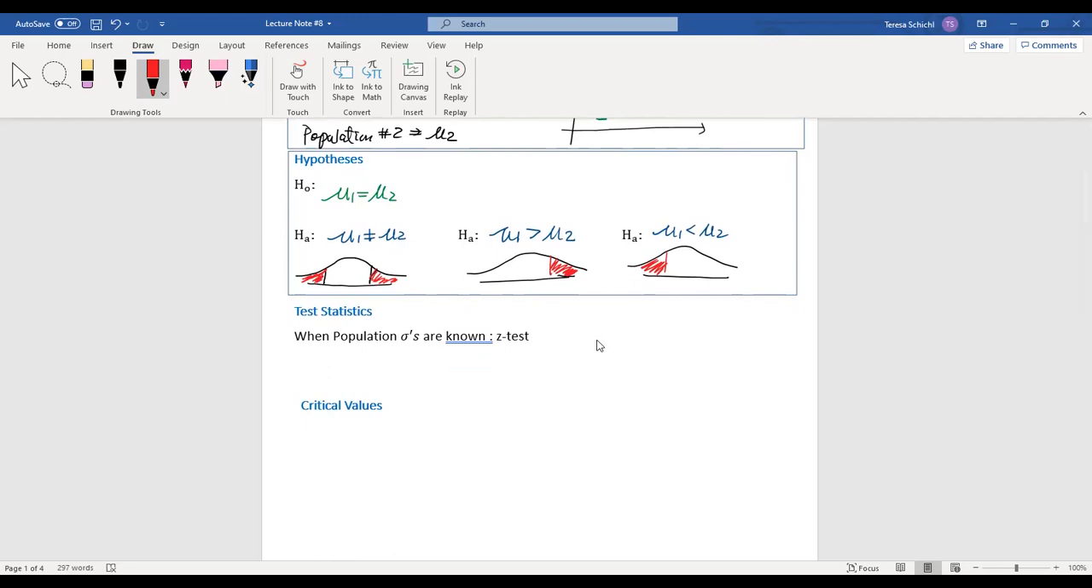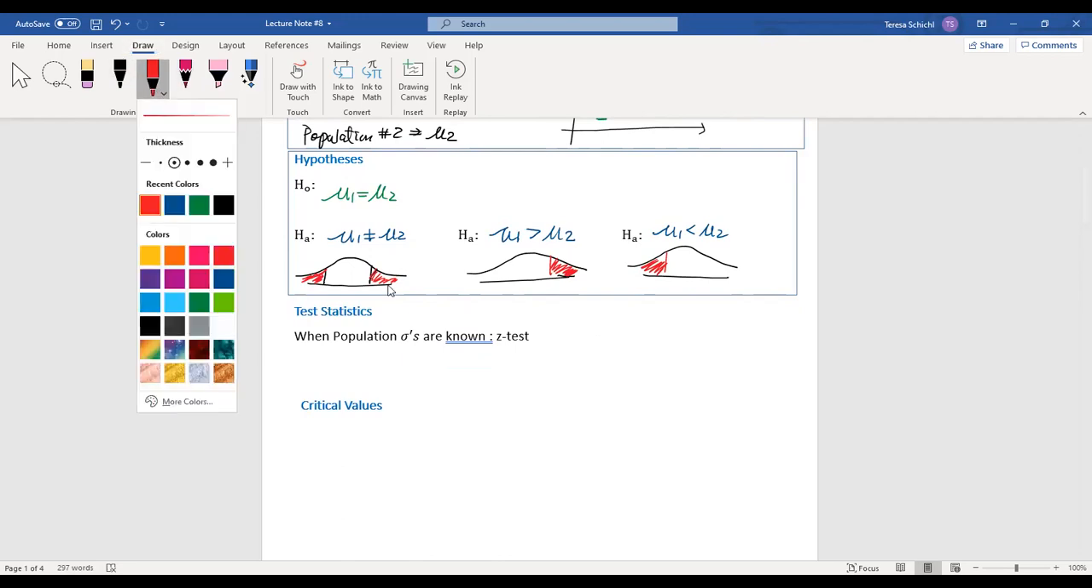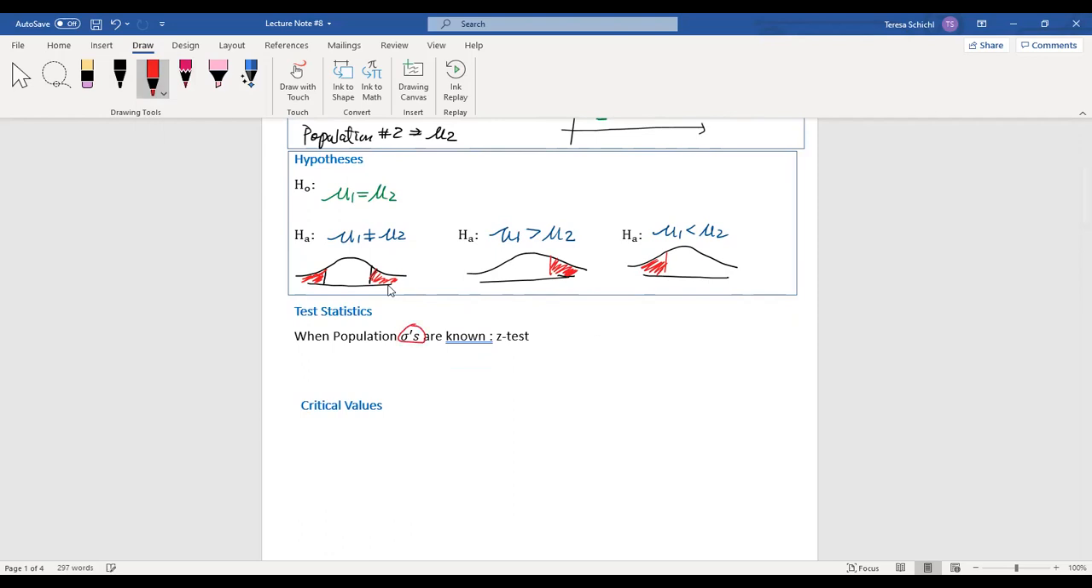And we have two different tests here. So the first one is when the population sigmas are known. Okay, that means sigma 1 and sigma 2 both are given, or we say both are known here. Then what type of test are we going to use? We're going to use the z-test.